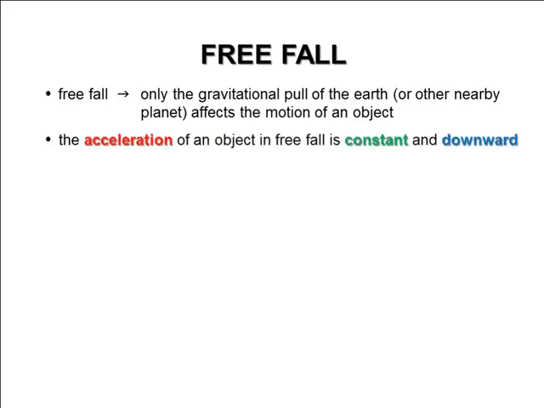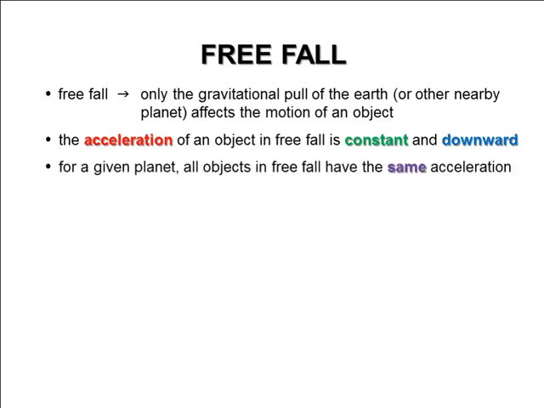Now it turns out that when objects are in free fall, they move with a constant acceleration. We've just talked about how to calculate what happens in that case, and here is an example. In free fall, objects move with a constant acceleration. In fact, the acceleration is always downward. Even more so, it turns out that for a given planet, the acceleration is the same for all objects. So regardless of the size or shape of the object, if we can neglect air resistance, then all objects are going to accelerate downward at the very same rate.